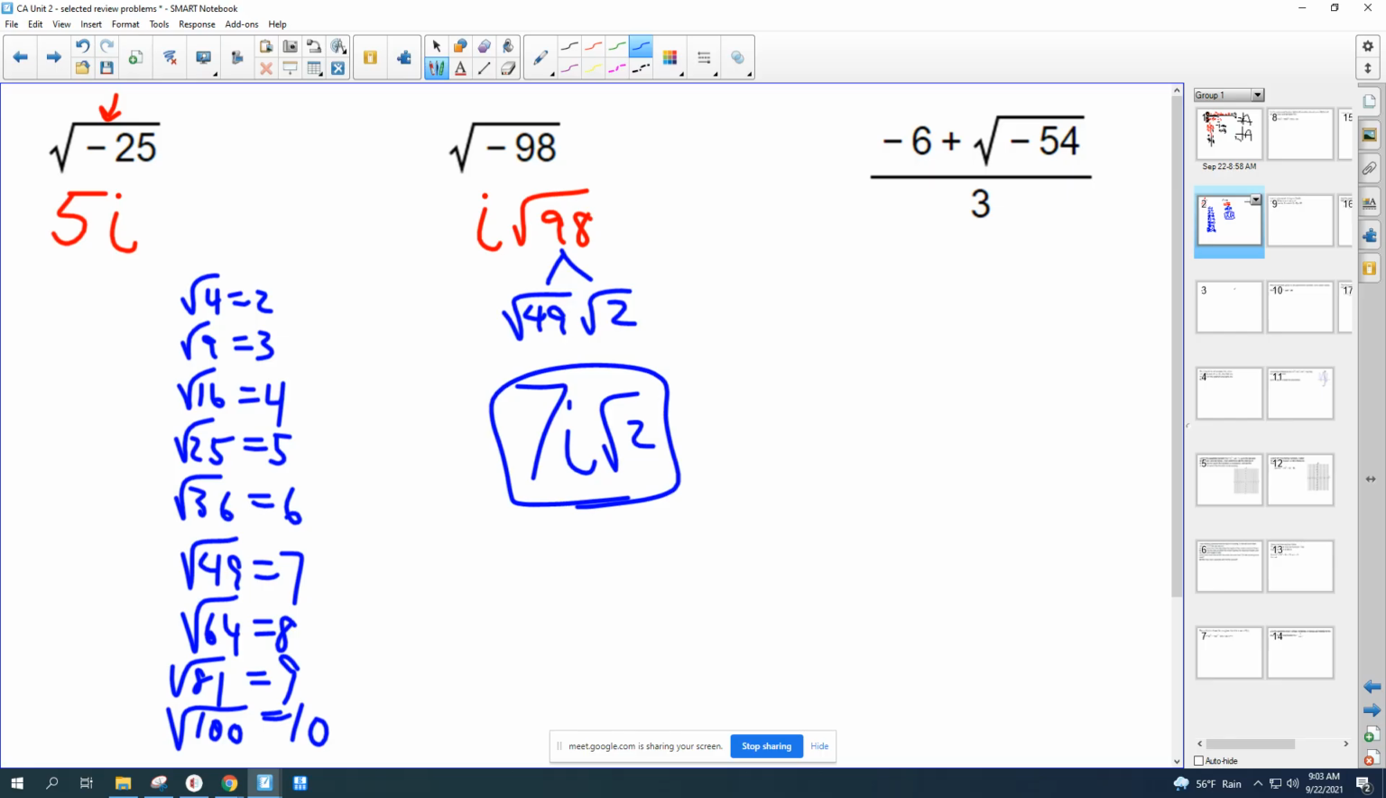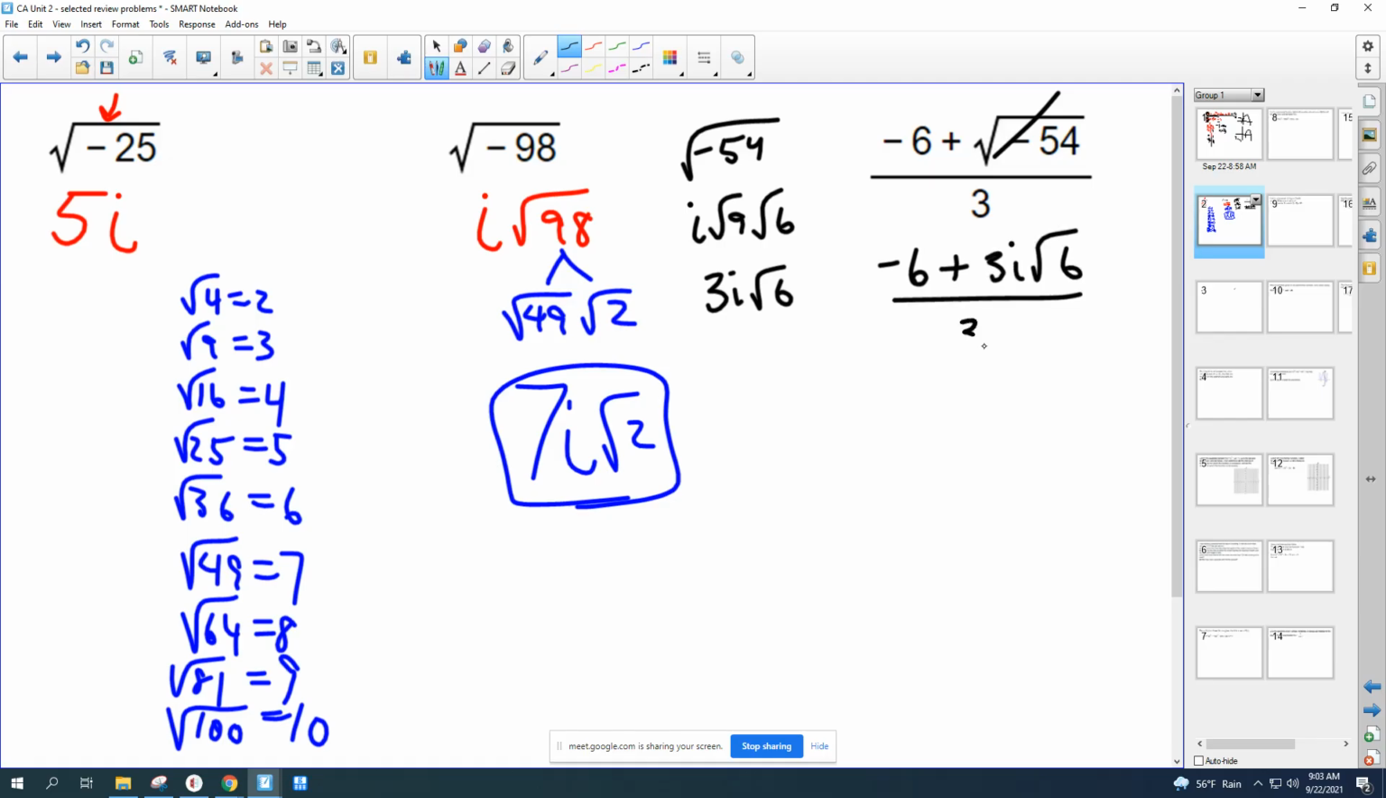Now the next one kind of extends it even further, but we have to do the same thing with that square root of 54. So square root of negative 54, we know there's an i on it, and we can break down the 54 into, I guess it would be 9 and 6. Square root of 9, square root of 6. That's the best way to do it because the square root of 9 is 3. So this problem, I would just kind of rewrite that: negative 6 plus 3i square root of 6 over 3. And then we can reduce our fraction.